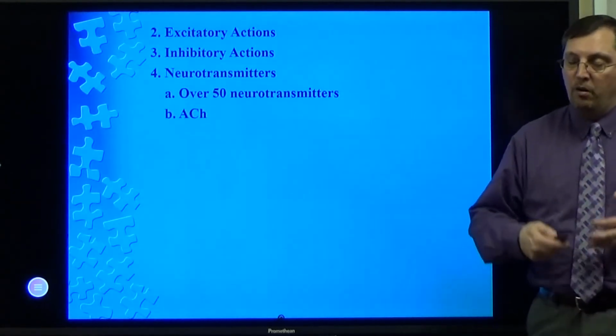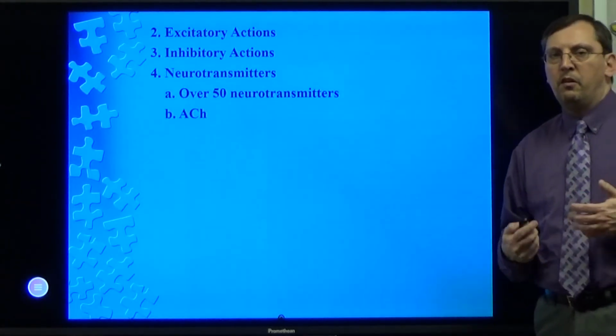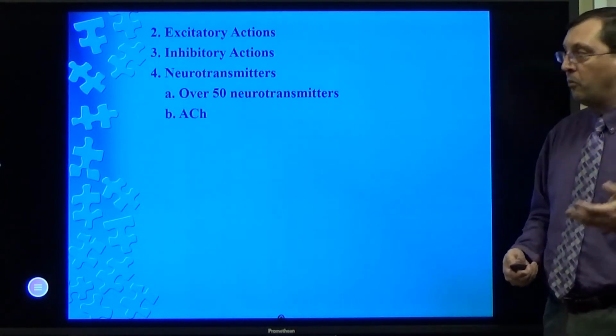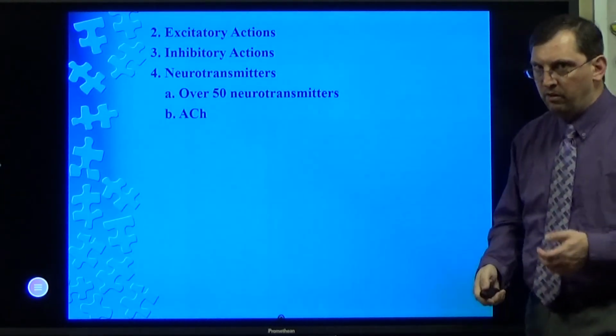Acetylcholine we've already talked about before. It's most commonly known because it's the neurotransmitter that causes muscles to work. It is an excitatory action in the case of muscles.